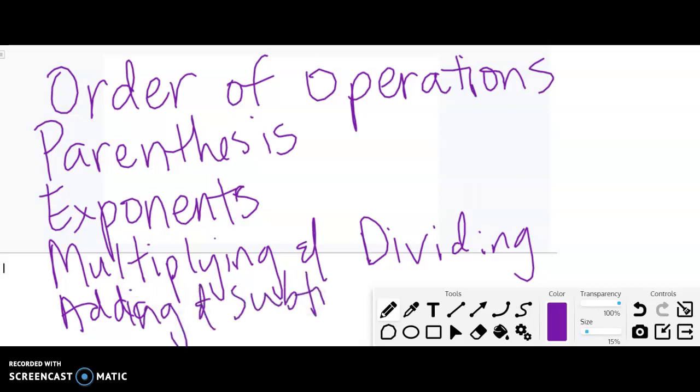When I have an expression, and I don't know what order to do the operations in, it tells me the correct order to do them so that we all get the same answer. Because if I start at the end and someone else starts at the beginning and someone else starts in the middle, we might get different answers, and we don't want that. So you're going to want to write this down in your notebook if you have not already. If you need to pause it and write it down, go ahead.